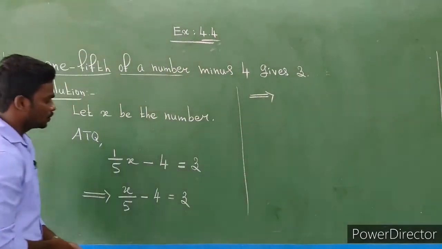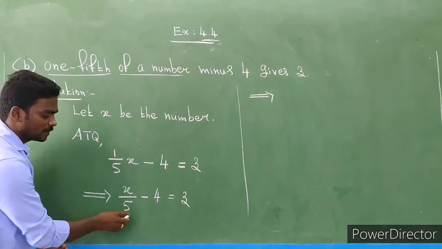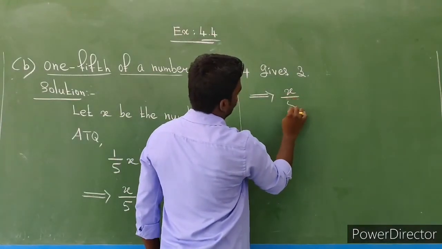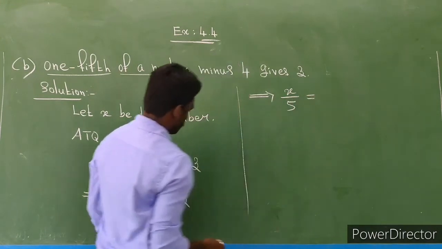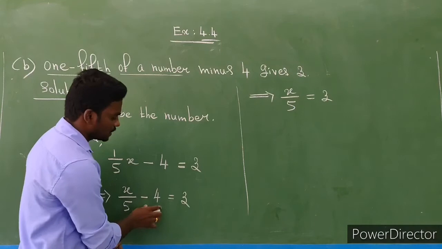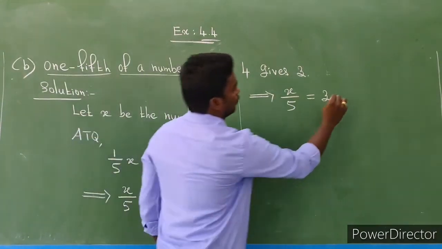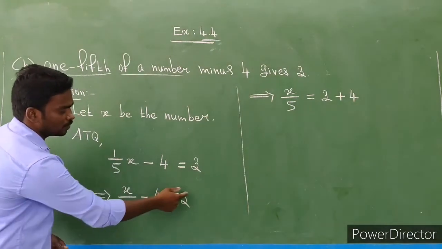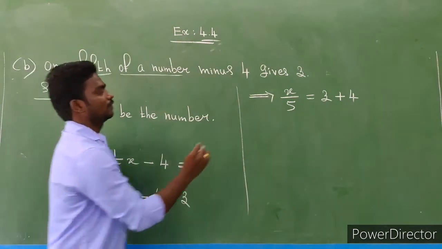Implies that, how to solve? Keep the value x by 5 in the left side, which is equal to the right side value 3. And this minus 4 is transposing to what? Plus 4. So minus 4 is transposing to plus 4 on the right side.